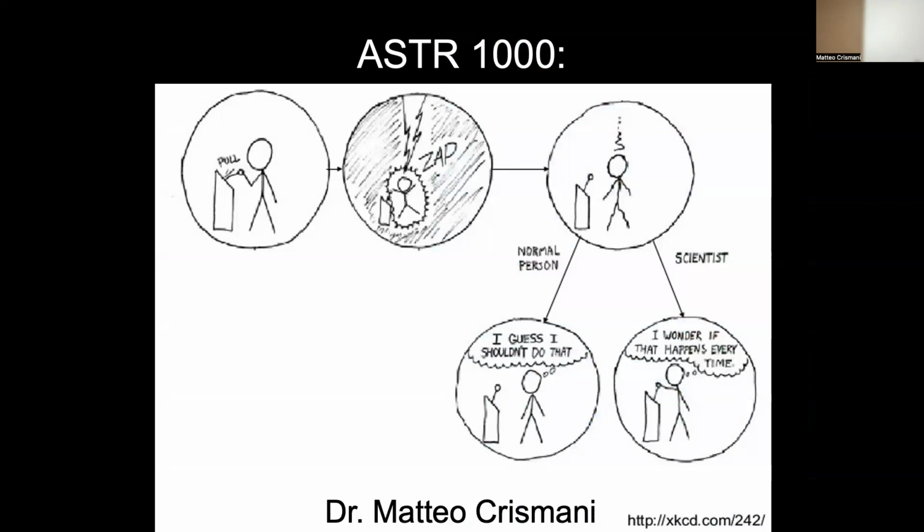This is a nerd comic. If you guys like nerd comics, XKCD, not just on science, but just like lots of nerd stuff. Okay. So here you start, you pull the lever, you get zapped. And a normal person says, guess I shouldn't do that. Learned once. Scientist says, I wonder if that happens every time. What is that called? Is that hypothesis? Good, good. I wonder if that happens every time. It could be a theory if you want to think about it in that posture.